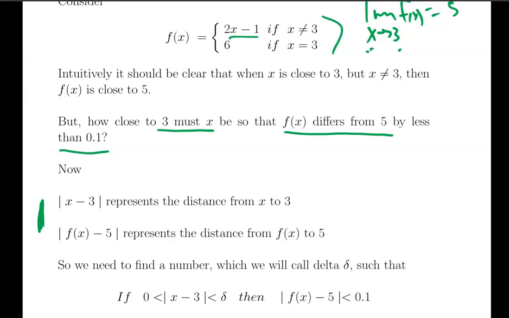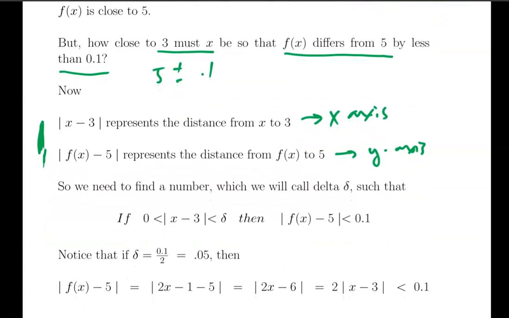Absolute value measures distance. So absolute value of x minus 3 is the distance from x to 3. This is, of course, on the x-axis. And the absolute value of f of x minus 5 is the distance from f of x to 5. Clearly, that's on the y-axis. And so the idea here is, well, if I'm going to differ by less than 0.1, that means I can go as high as what? 5.1. So I have 5 plus or minus 0.1. So I can go as high as 5.1 and as low as 4.9. And basically, how do I land in that window?